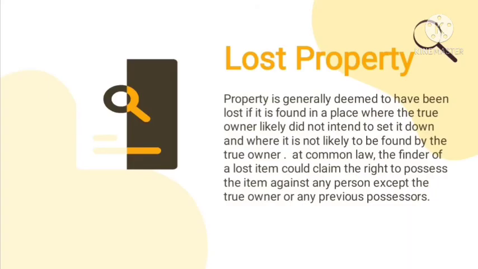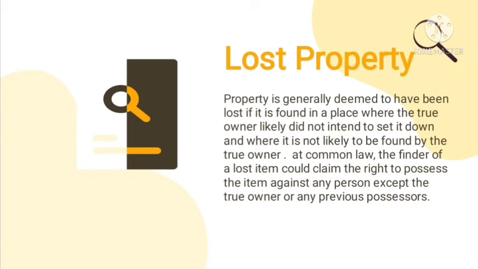So, 4.2.1 Lost property. Property is generally deemed to have been lost if it is found in a place where the true owner likely did not intend to set it down, and where it is not likely to be found by the true owner. At common law, the finder of a lost item could claim the right to possess the item against any person except the true owner or any previous possessors. The underlying policy behind these distinctions is to hopefully see that the property is returned to its true original owner, or the title owner.